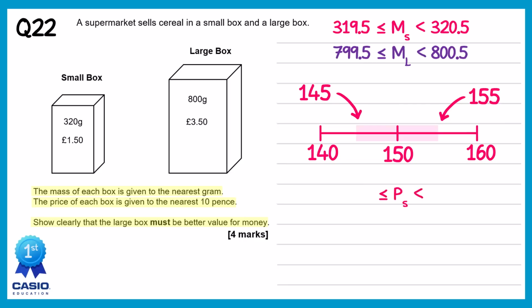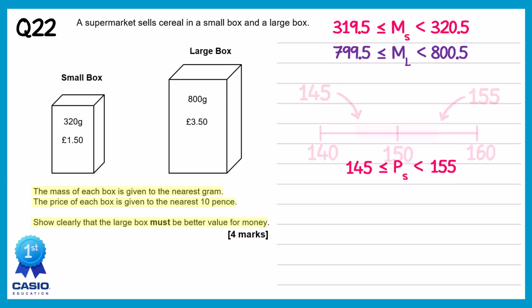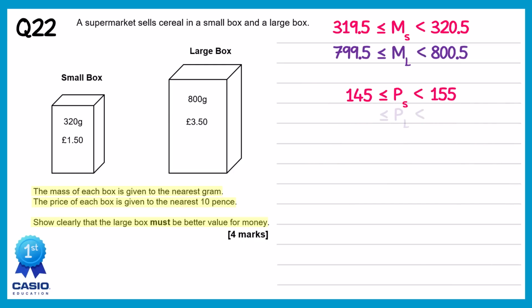So we know the price of the small box must be in between £1.45 or 145 pence and £1.55 or 155 pence. Doing the same idea for the price of the large box, it will be in between £3.45 and £3.55. Now we need to think about how we calculate if something's better value.